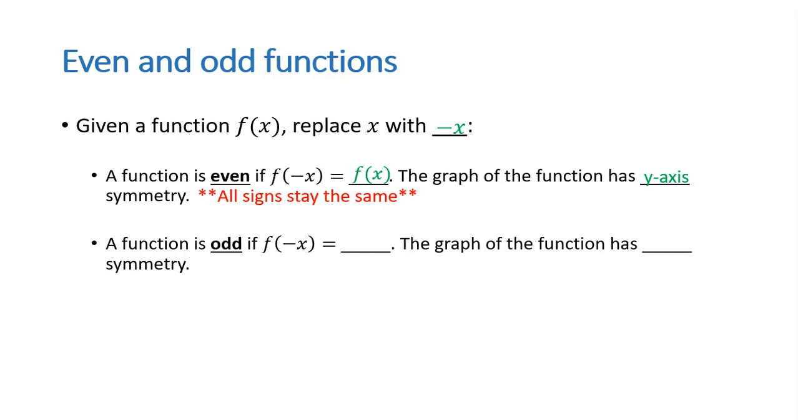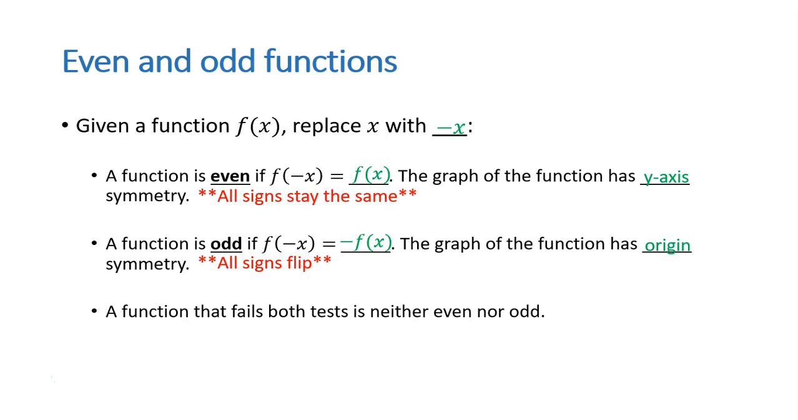Another possibility is an odd function. So if we plug in a negative x, and that's the same thing as negative f of x, then that is an odd function. In this case, the graph has origin symmetry. So what does this look like? Well, if all the signs flip, that's another way of saying we're taking the negative of the original function. So if we plug in negative x, and as opposed to all the negatives going away, all the signs in the equation flip, that means we have an odd function that has origin symmetry.